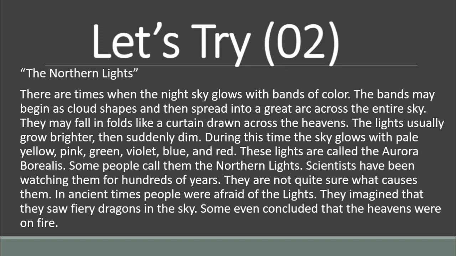The Northern Lights. There are times when the night sky glows with bands of color. The bands may begin as cloud shapes and then spread into a great arc across the entire sky. They may fall in folds like a curtain drawn across the heavens. The lights usually grow brighter, then suddenly dim. During this time the sky glows with pale yellow, pink, green, violet, blue, and red.